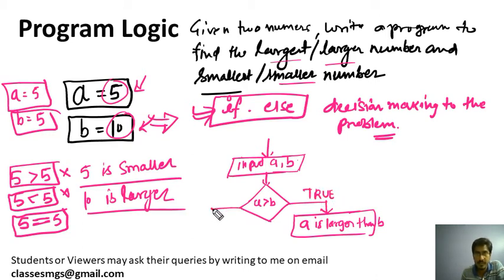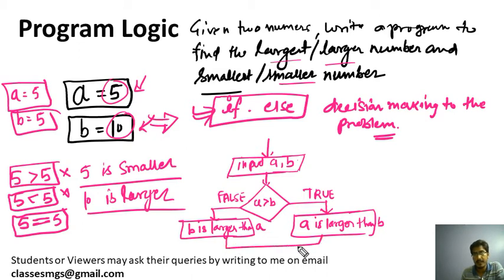If this is false, then we will give B is large. At the end, the program will end here. So this is the simple flow chart, and this symbol is used for the if condition.